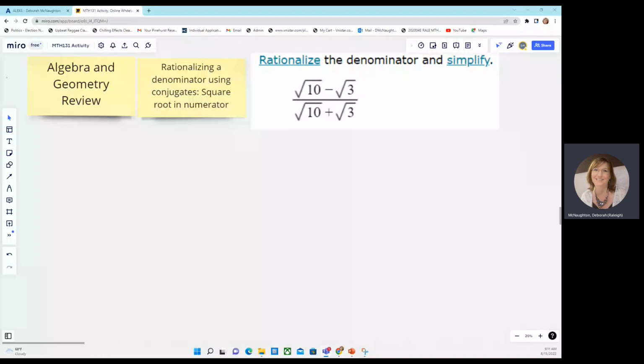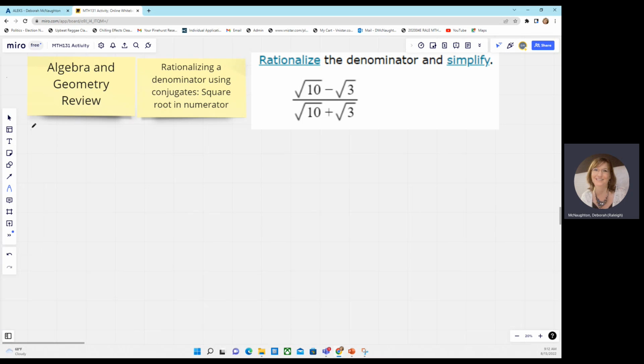This video shows you how to rationalize a denominator, and we use this when we have a function with a square root in the denominator. So we can't have square roots in our denominator, so we need to rationalize this. So what we're going to do is multiply by the conjugate of the denominator.